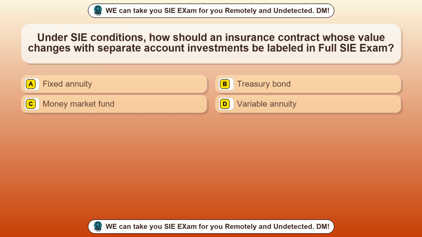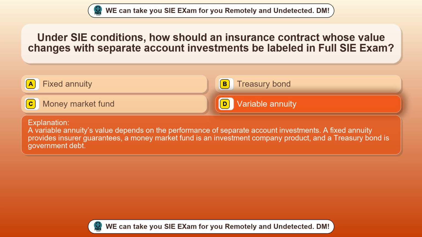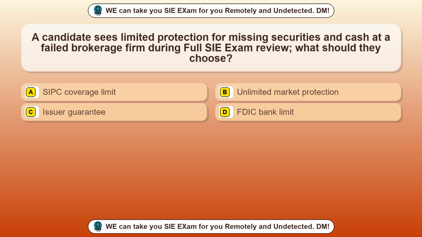Question 30. Under SIE conditions, how should an insurance contract whose value changes with separate account investments be labeled in full SIE exam? Option A, fixed annuity. Option B, treasury bond. Option C, money market fund. Option D, variable annuity. The correct answer is option D, variable annuity. A variable annuity's value depends on the performance of separate account investments. A fixed annuity provides insurer guarantees, a money market fund is an investment company product, and a treasury bond is government debt.